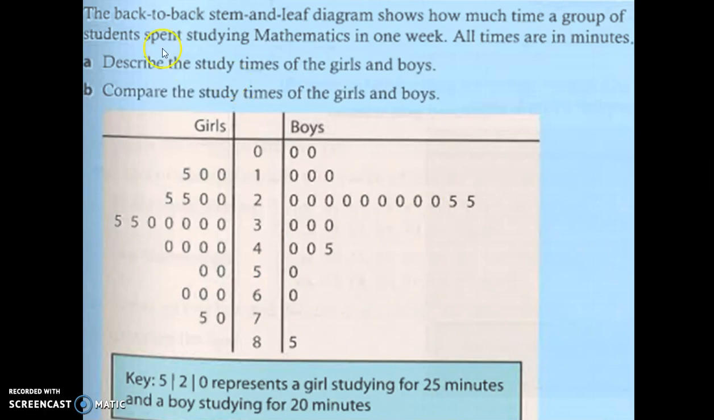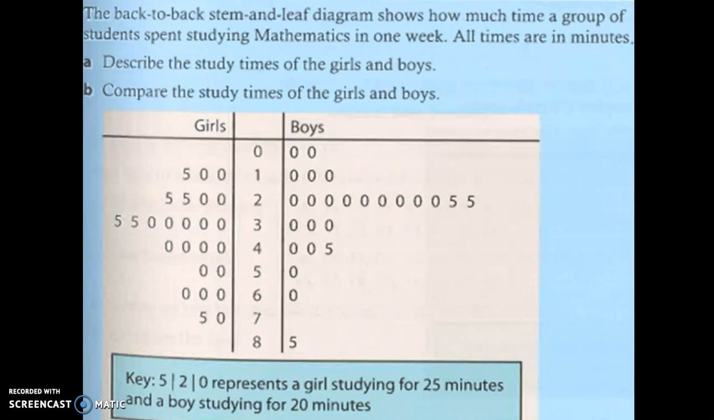It says the back-to-back stem and leaf diagram. So I hope you understand how these work now. There's leaves going this way and leaves going this way. This shows how much time a group of students spent studying mathematics in 1 week, and all times are in minutes, it says. So who studies mathematics more? Just looking at the stem and leaf plot, in general, which group would you say spends more time studying mathematics, girls or boys?